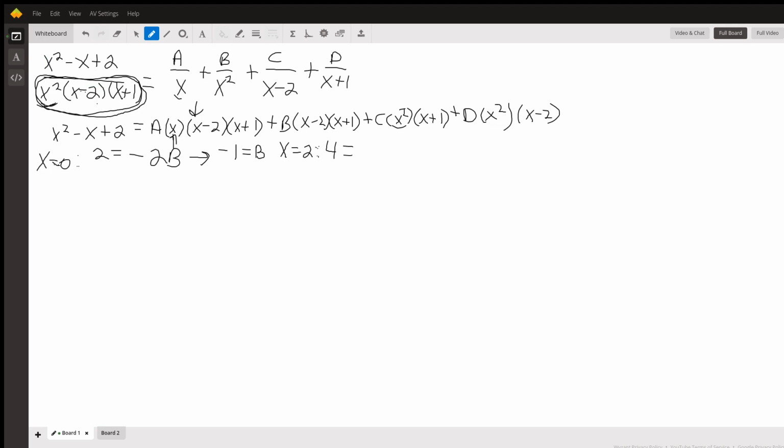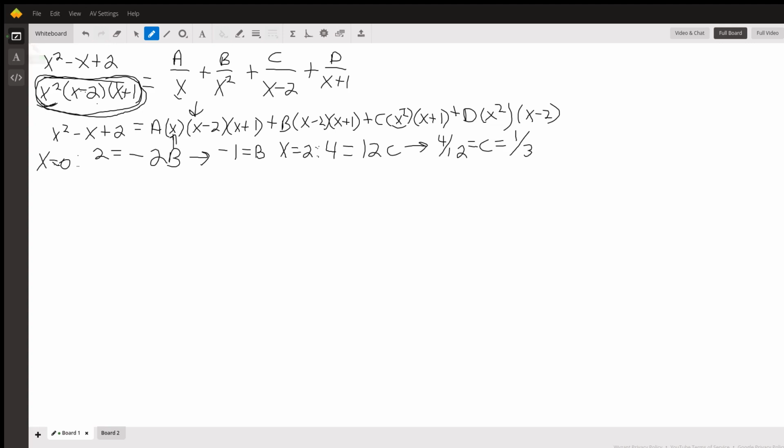So the a term goes away, the b term goes away because it'll just be 0. The c term, 2 squared is 4, 2 plus 1 is 3, 4 times 3 is 12, so 4 equals 12c. And then d has an x minus 2, 2 minus 2 is 0, so the whole thing is 0. Therefore, 4 over 12 is c, just dividing both sides by 12. And simplify. 4 goes into 4 once, 4 goes into 12 3 times.